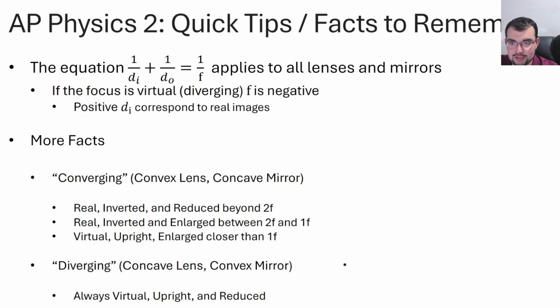Then the lens equation applies to all these things. Make a negative focus for the diverging instruments because it's not a real focus. More facts that you might find helpful: for the converging instruments, it's real, inverted, reduced if you're beyond 2F. Real, inverted, enlarged if you're between 2 and 1 focal lengths, and it's virtual, upright, enlarged if you're closer than 1. For diverging, it's always virtual, upright, and reduced. These facts can save you some time on the claim questions.